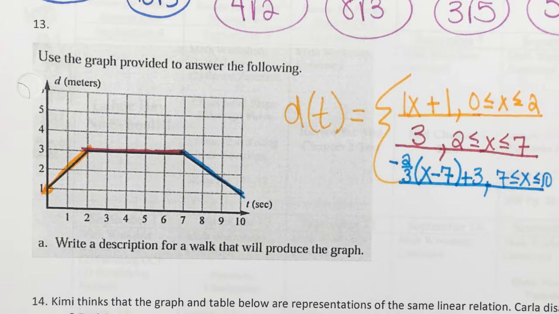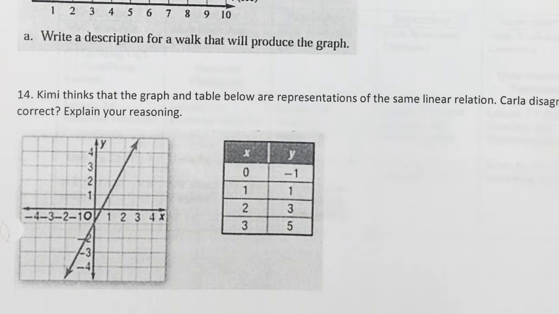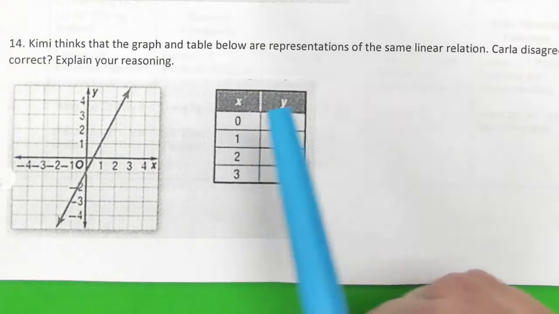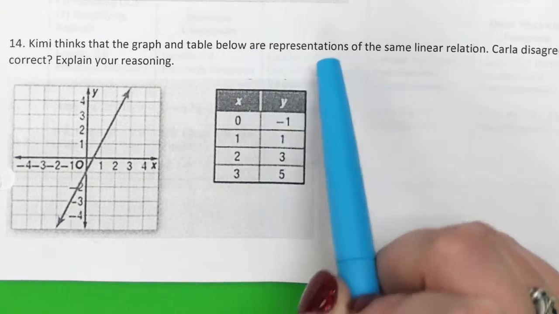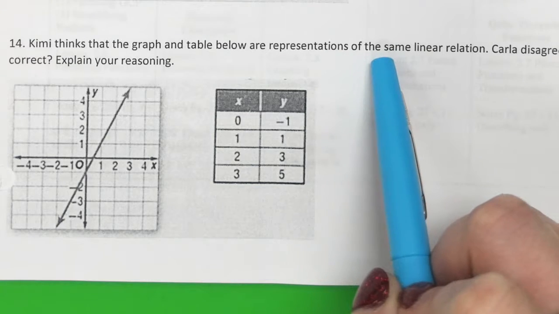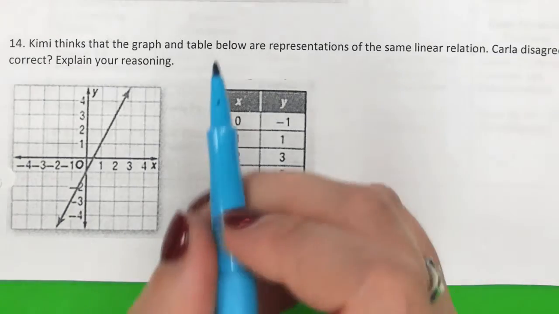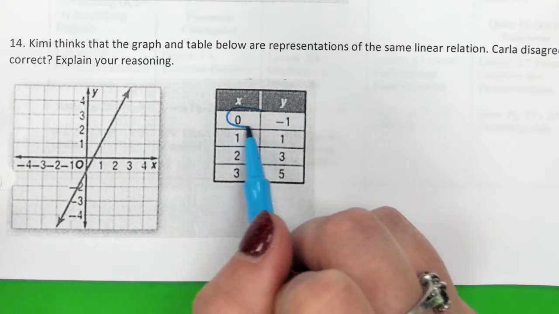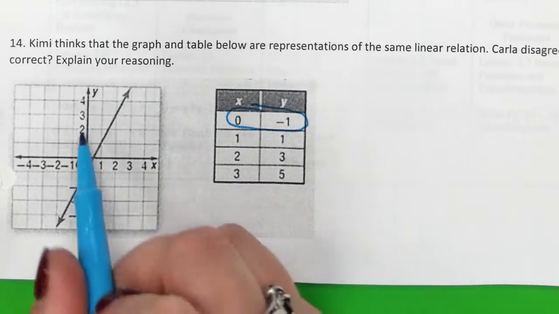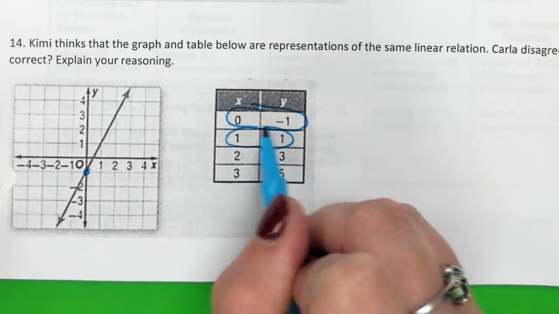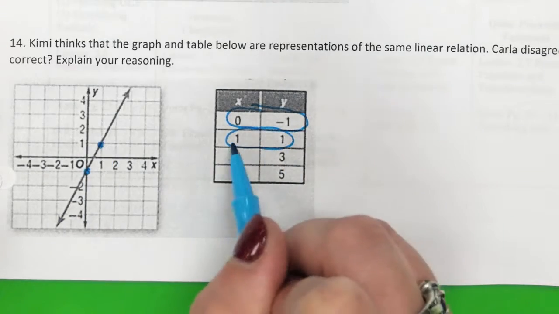All right, let's do one more, and that'll be finishing up from last week. Kimmy thinks that the graph and the table below are representations of the same linear relation. Carla disagrees with her. Who's correct? And explain your reason. All right, so we've got a first point of 0, -1. Is that point on that graph? Yes. Then we got 1, 1. Yes. Then we got 2, 3.